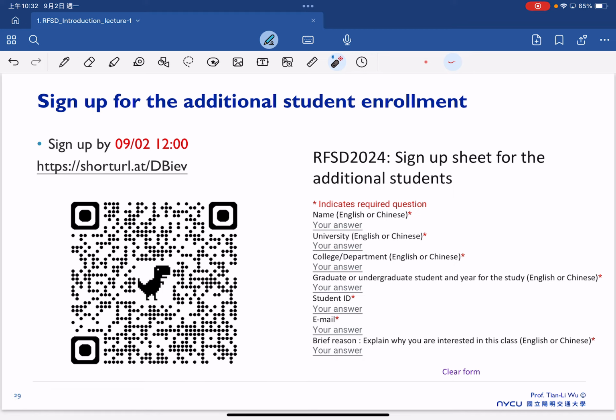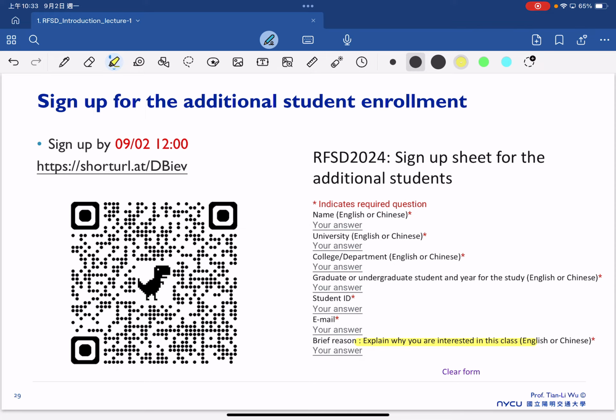Yes, that's the most important. Ideally I set the class for 40 students, but now there are more than 40. So of course we cannot accommodate every person in this class, but I still make some additional student enrollment. First, you sign up here, and then there are some questions you need to reply to: your name, university, college, whether you are graduate or undergraduate, your student ID, your email, and especially explain why you are interested in this class and why this class will be important for you.